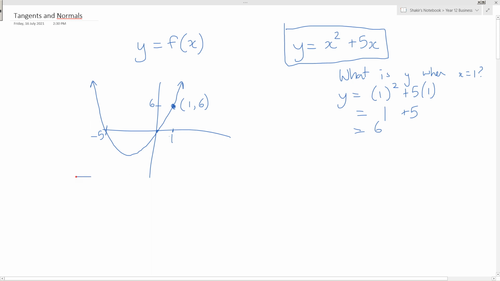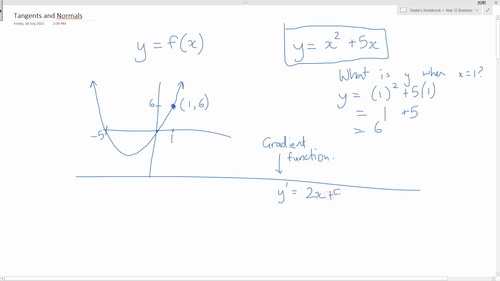Now moving on. What happens when you differentiate this? You will get y dash, and y dash is the gradient function, or y prime, whatever you want to call it. Y dash tells you the gradient of that same curve at a certain point. So for example, if I said to you, what is the gradient when x equals 1?